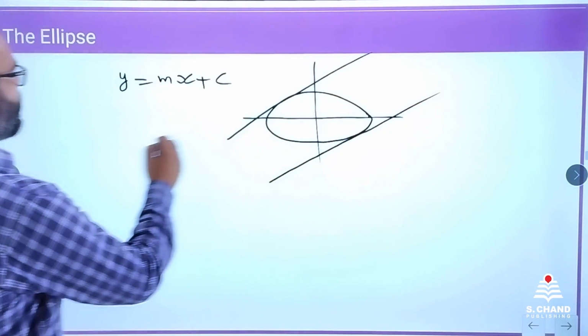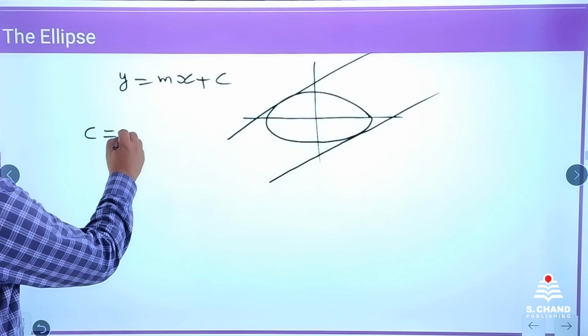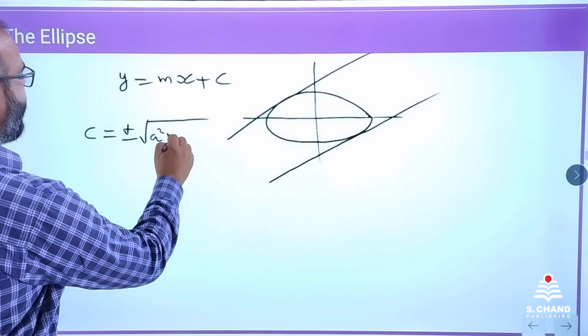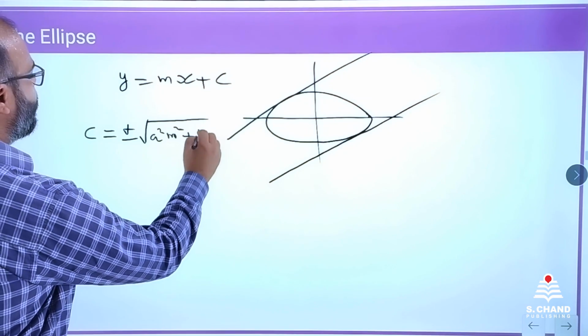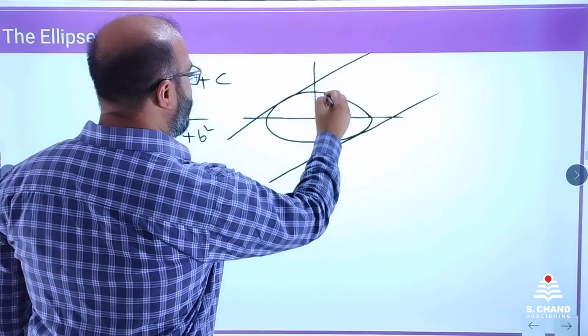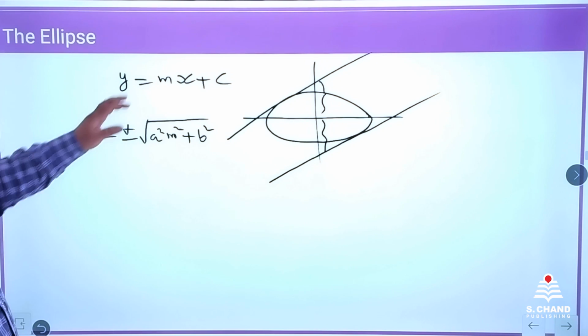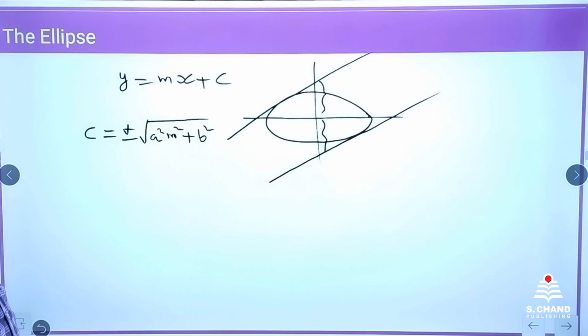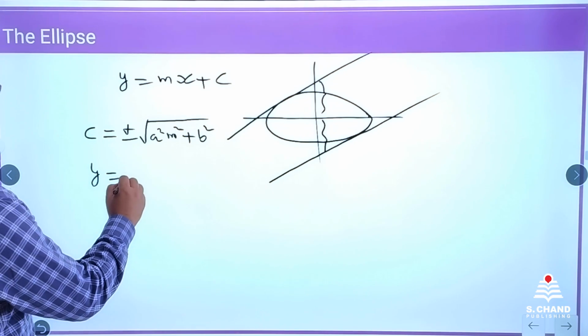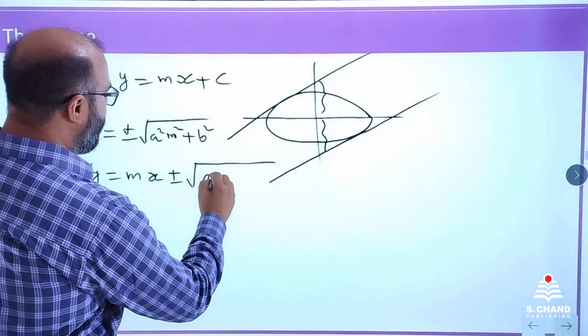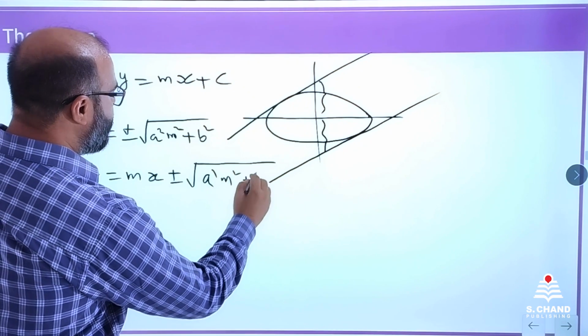So what is that intercept c? That intercept c is plus minus root over a square m square plus b square. So this is the plus intercept, this is the minus intercept. So these are the two tangents with a given slope m. And the equation of the tangent will be y is equal to mx plus minus root over a square m square plus b square.